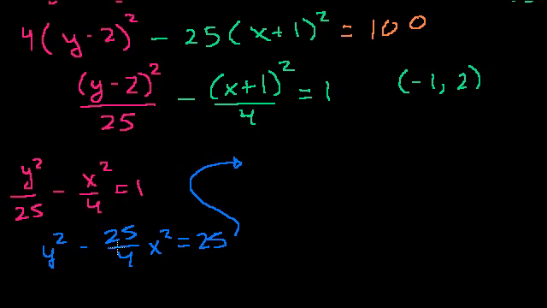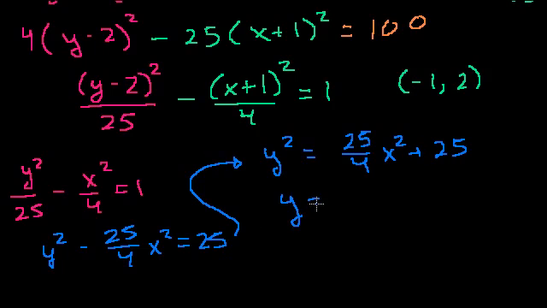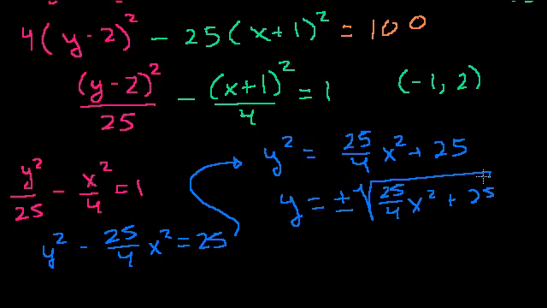And then if I add 25 over 4x squared to both sides, I get y squared is equal to 25 over 4x squared plus 25. And so y is equal to plus or minus the square root of 25 over 4x squared plus 25. And like always, the hyperbola will never equal or intersect the asymptotes, but it's what the graph approaches as x approaches positive and negative infinity.